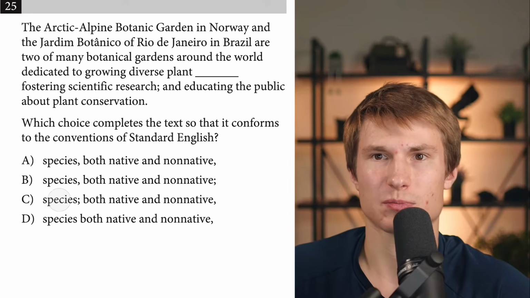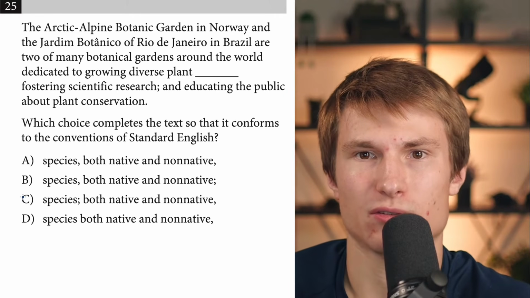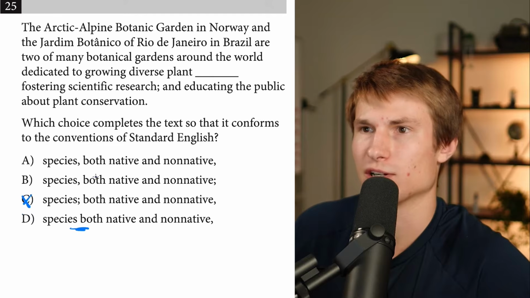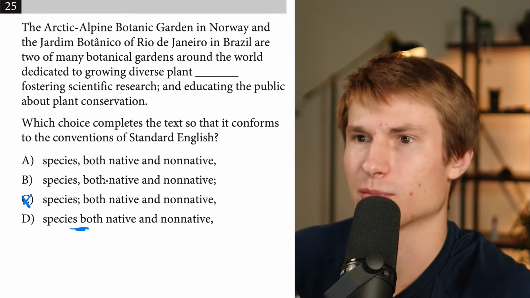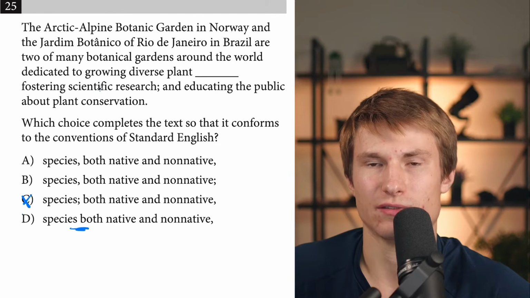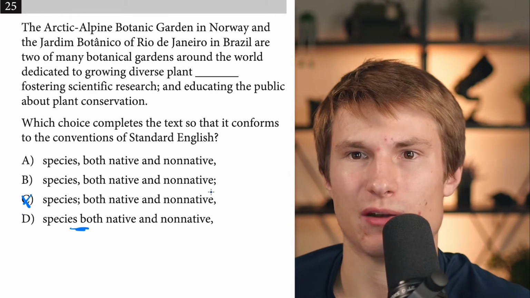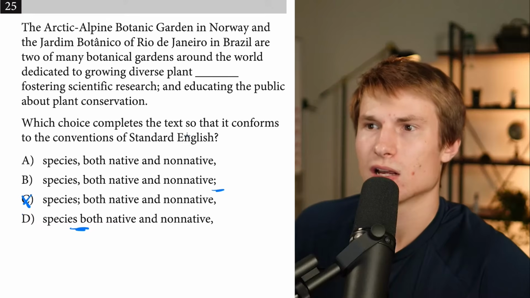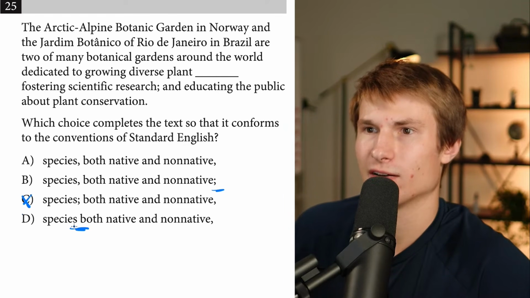We can't split that supplementary phrase with a semicolon, so I'm gonna get rid of that. We need to have, let's see if we need any punctuation here. So we would have dedicated to growing diverse plant species, both native and non-native, and then fostering scientific research. Okay, keep in mind we do need to connect this with a semicolon. Of course, we're using a semicolon here for the list. So because of that, it looks like we're going to have answer choice B.